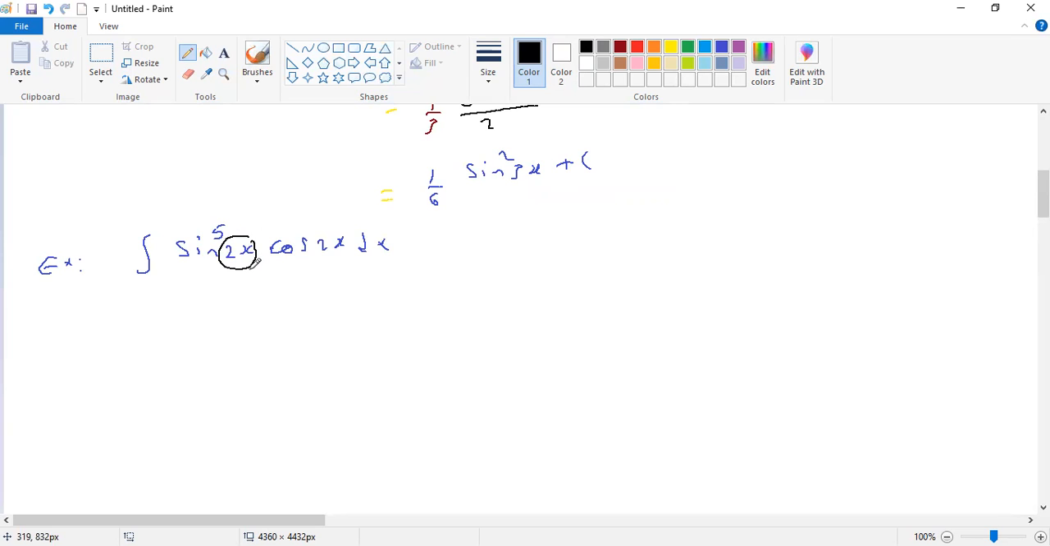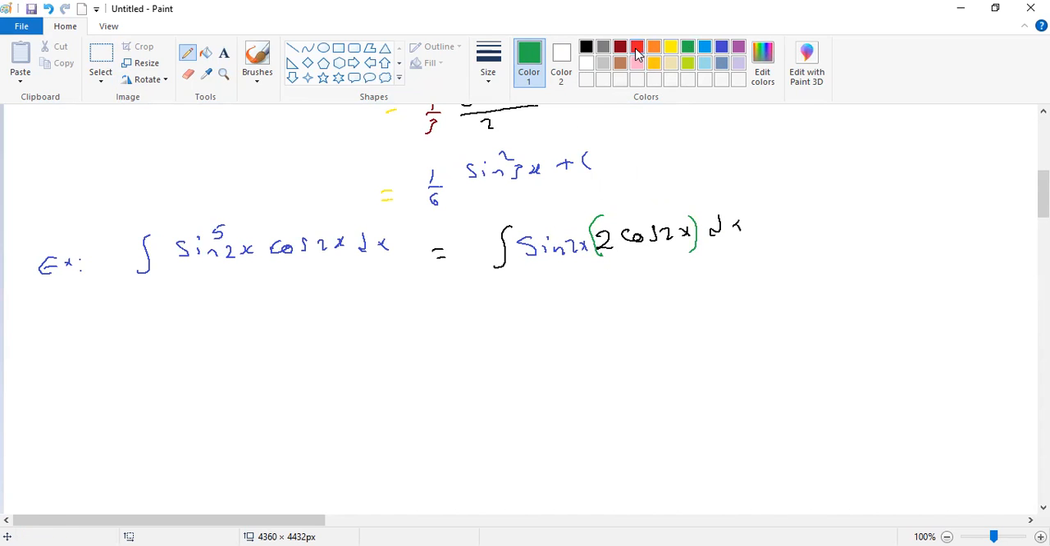So we need 2. We have to multiply by 2 and divide by 2. So I have 2 cosine 2x. Now, 2 cosine 2x is the derivative of what? The derivative of sine 2x. So this 2 cosine 2x is the derivative of sine 2x.